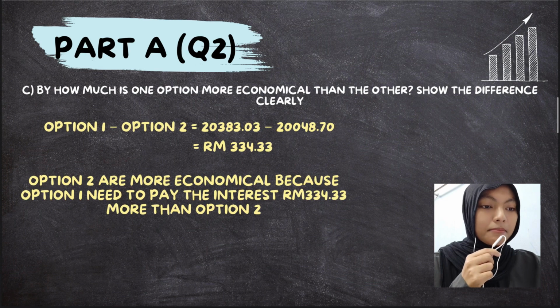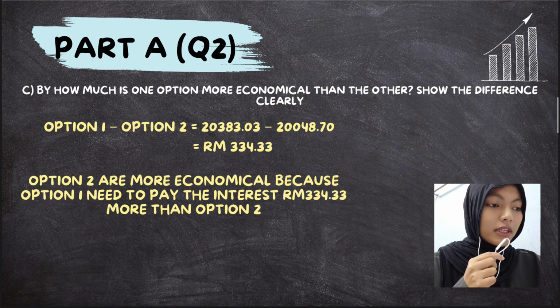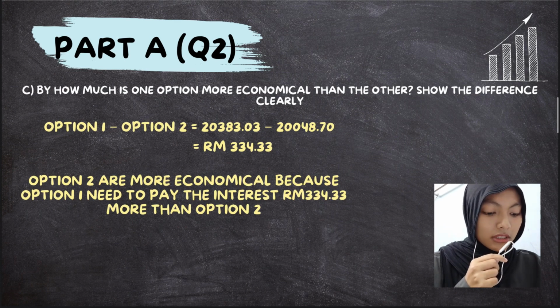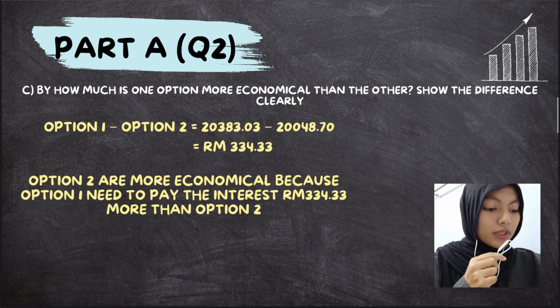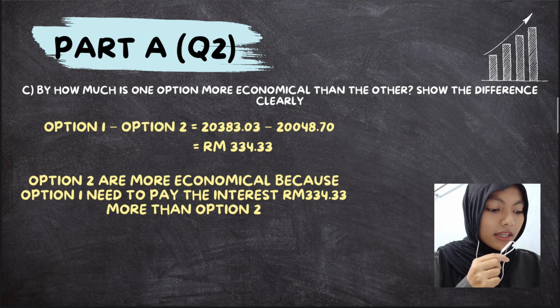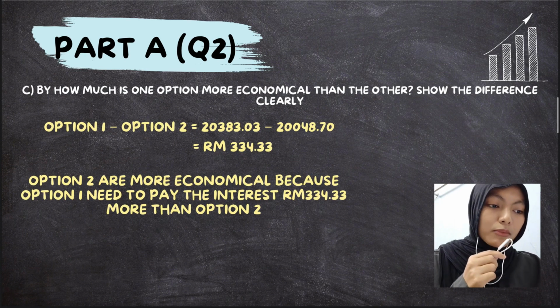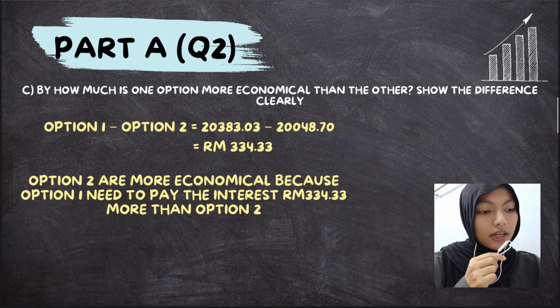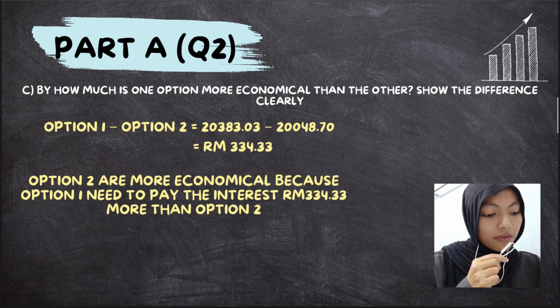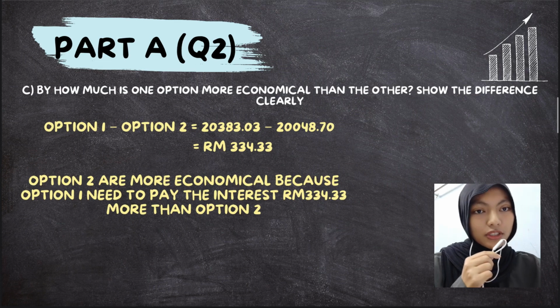For question C, by how much is one option more economical than the other? Show the difference clearly. For this question, option 1 minus option 2, which is 20,383 ringgit and 3 cent minus 20,048 ringgit and 70 cent. We got 334 ringgit and 33 cent. So option 2 is more economical, because option 1 needs to pay RM334 and 33 cent more interest than option 2.